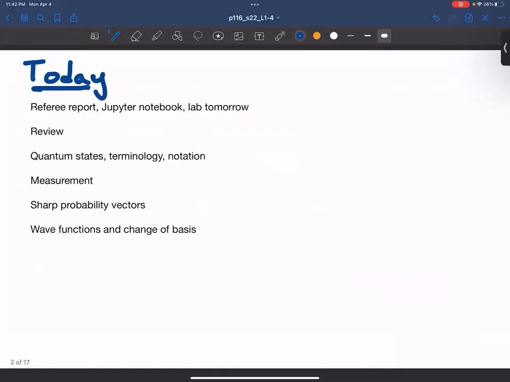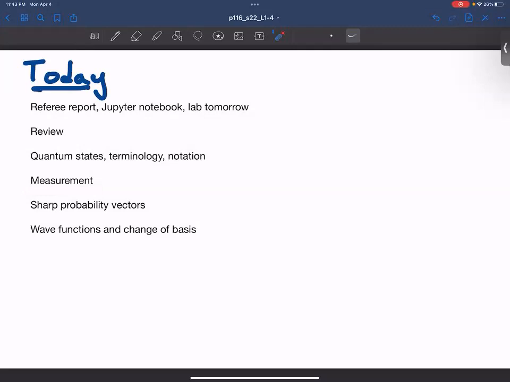And just to give a little outline for today, we're gonna take some time to do logistics. In particular, we're gonna look at the referee report that'll be due at the end of this week. There's a Jupyter notebook that's been posted to go along with our kinematics of the bit. And tomorrow is our lab. So we're gonna start. After that, we'll go into a review of the last lecture. We'll talk about quantum states, terminology, notation. We'll give some discussion of measurement and how we can bootstrap from our understanding of probability.